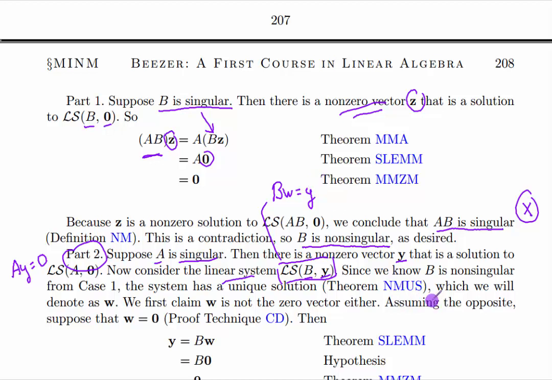Okay. Now, we already proved from part 1 that B is non-singular. B is non-singular. So we can use that fact to conclude that there is a solution. There is, in fact, a vector W that satisfies BW equals Y. Okay. Now, it's a unique solution. It's not the 0 vector because you can't have B times 0 be equal to a non-zero vector.